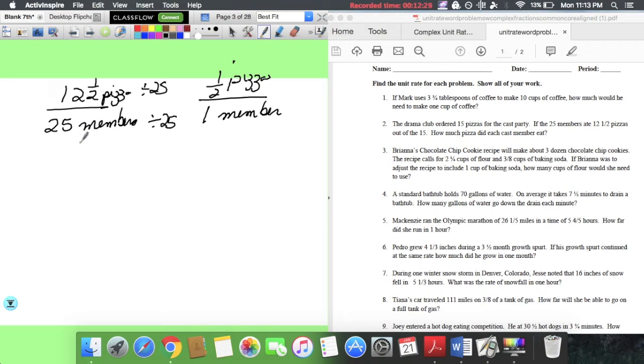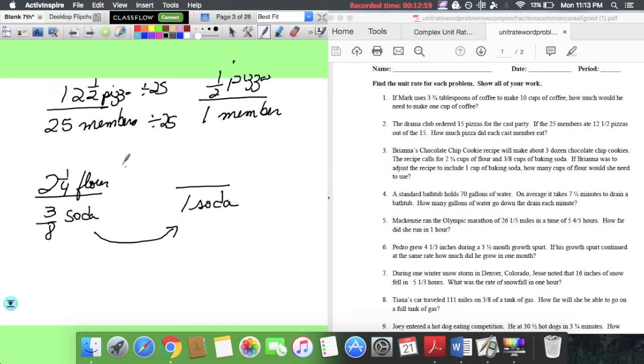Number 3, a chocolate chip cookie recipe will make 3 dozen chocolate chip cookies. The recipe calls for, let me write this down, 2 1/4 cups of flour and 3/8 teaspoon of baking soda. If she wants to adjust the recipe to use 1 cup of baking soda, how many cups of flour would she need to use? So if she used 1 cup of soda, how many cups of flour? So you've got to find the relationship here.